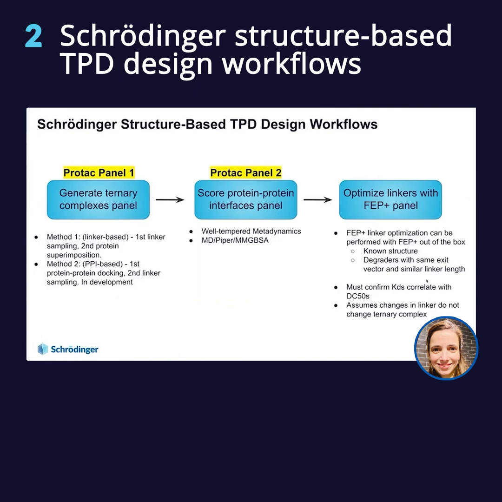And ideally, if you do have the ternary complex crystal structure and you are within certain constraints, which must be, first, the KDs correlate with the DC50s, and the second one is that you're working with degraders that have the same exit vector as your ternary complex and similar linker length, since we cannot sample changes in the ternary complex during the FEP simulation. Then you can use FEP+ for linker optimization, and that's out of the box using the FEP panel.